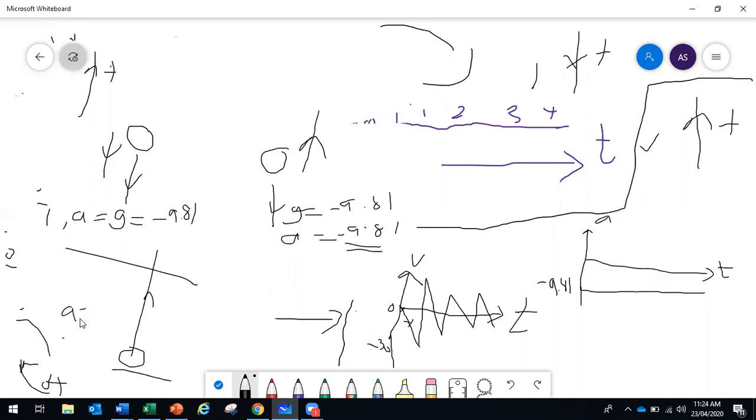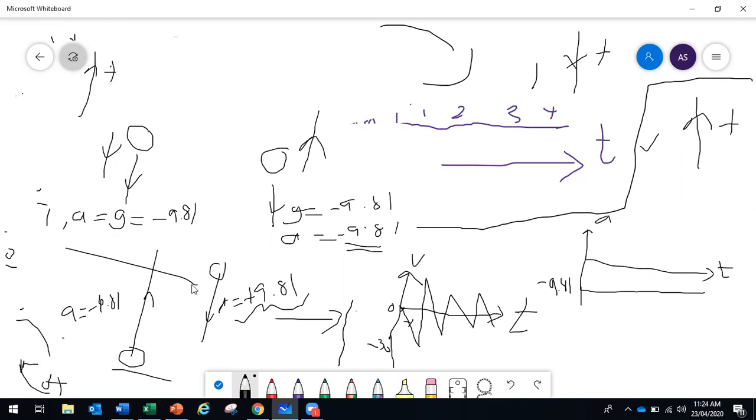I know your confusion, because last time when you calculated going up, you took A as negative 9.81, right? When an object is coming down, you took A as positive 9.81, like when you calculate V equals U plus AT. That's what we're going to do in the next part.